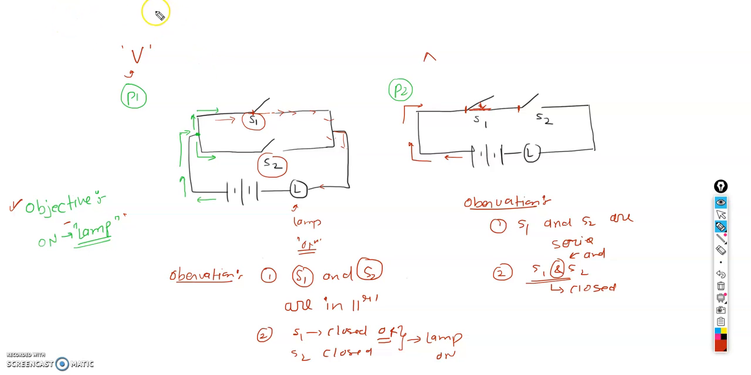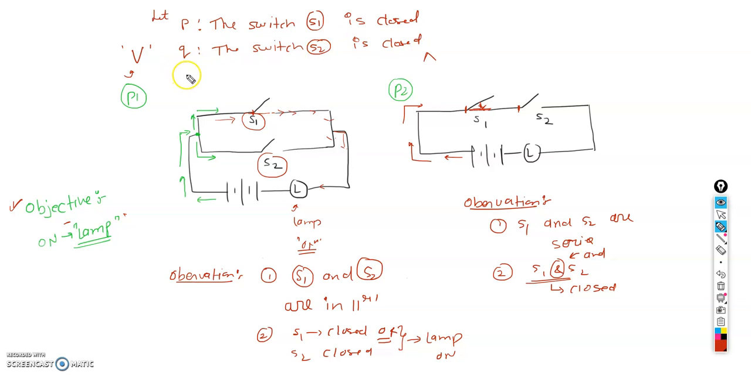Let me write the proper solution here and show you. You will write: let, as many switches as there are, you will introduce that many symbols. Like we have S1, so I am introducing my first symbol, let's call it P. I am writing like this: the switch S1 is closed. Similarly, Q; I will always write closed, just for simplicity: S2 is closed. If both are closed or any one of them is closed, definitely the lamp is on. Now just give me a sec, let me rub this part.